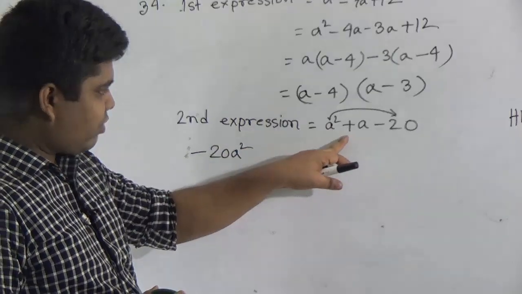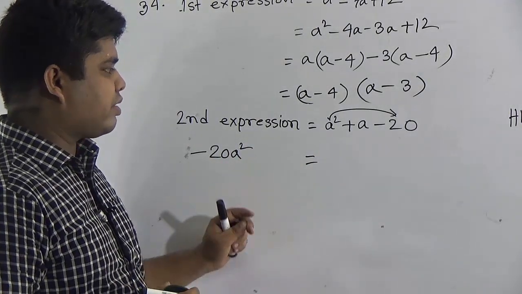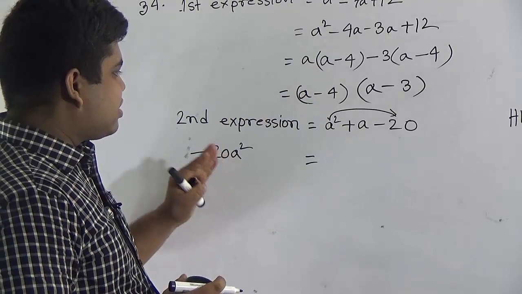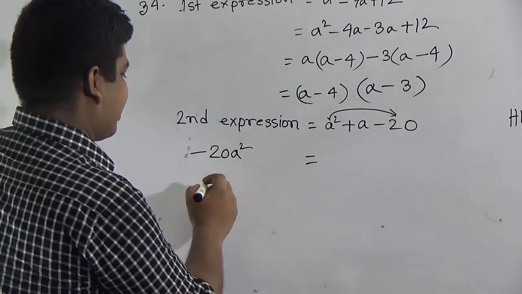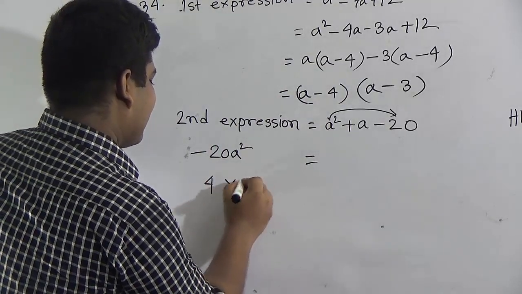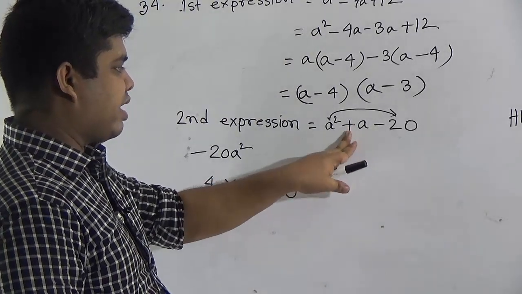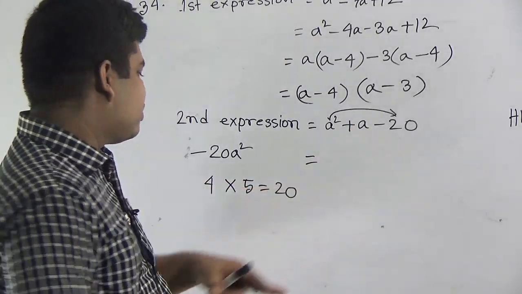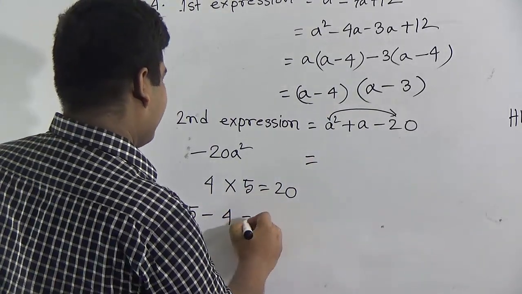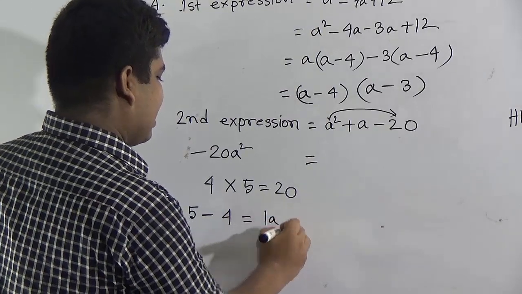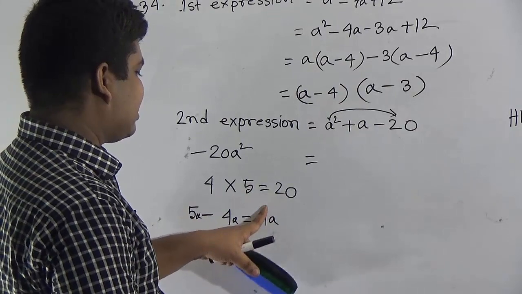Then we break this 20 a square into two factors, such that if we subtract, we get a, and if we multiply, then we get minus 20 a square. That means 4 multiply 5, we get 20. But here if we add, then we get 9a, but here it is only a. So if we subtract 4 from 5, then we get 1. That means 1a. 5a minus 4a. If we subtract, then we get a.